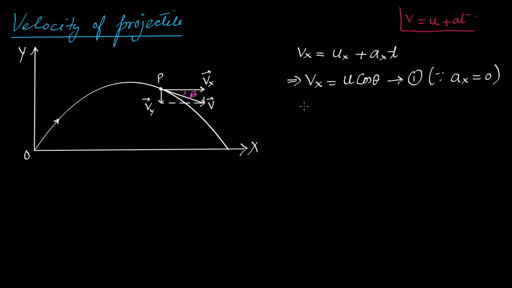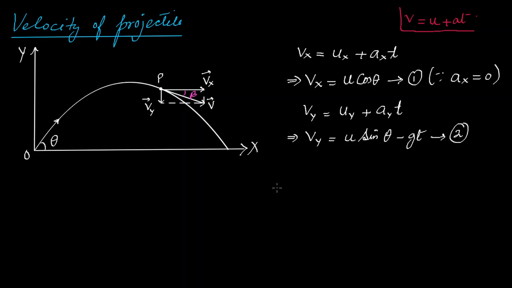And along the vertical, Vy will be Uy plus AY t. So Vy is what? Uy is U sine theta. And theta is what? Theta is this, the angle of projection. AY is minus G. All right, so you need to give this as equation 2.